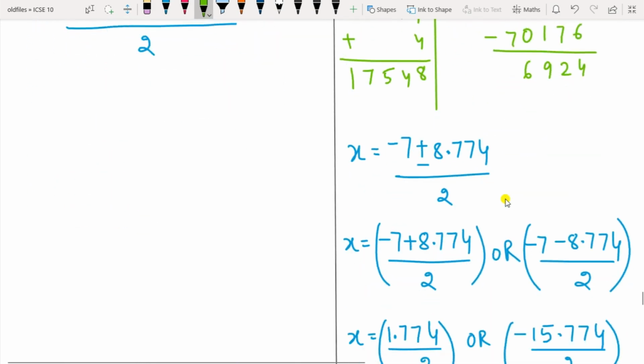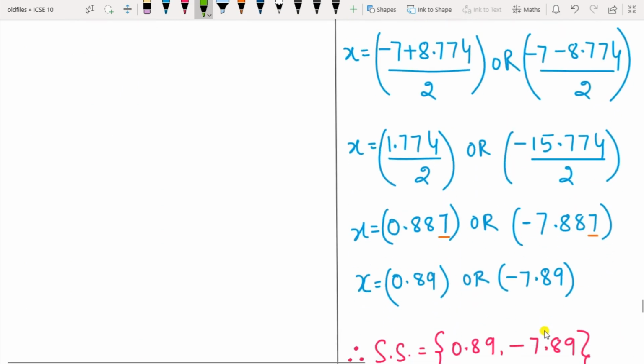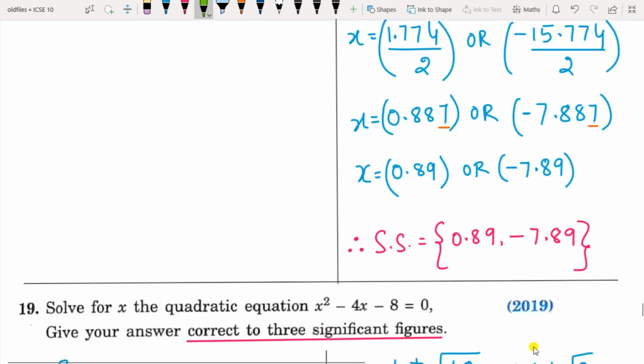Then substitute it in place of root of 77, add and subtract it and divide it by 2. So you get here 0.887 in addition and in subtraction you get minus 7.887. As the third digit is more than 5, you have to add one number to the previous one. So this is 0.89 and this will be minus 7.89. So those are the roots of the given equation.